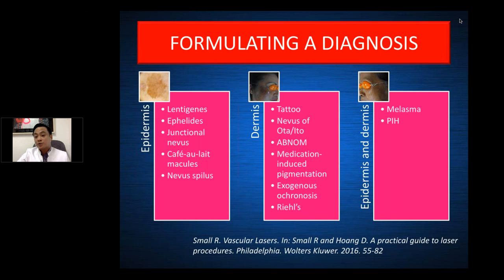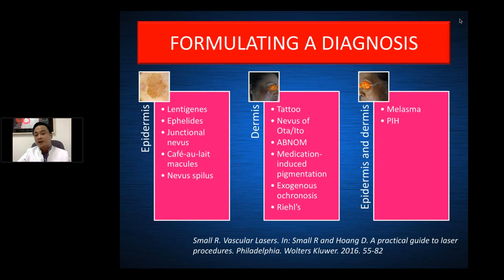Lesions in the dermis include tattoos, nevus of Ota, the acquired bilateral nevus of Ota-like macules, and medication-induced pigmentation, especially in patients taking minocycline for a long period of time, for example, for acne or for Hansen's disease, exogenous ochronosis, and Riehl's melanosis or pigmented contact dermatitis. Lesions in which the pathology is located both in the epidermis and the dermis are the following: melasma, and most important is post-inflammatory hyperpigmentation.